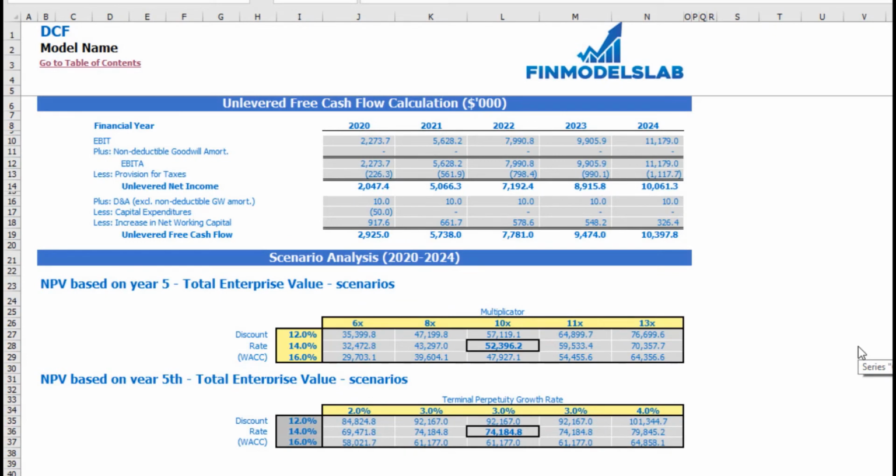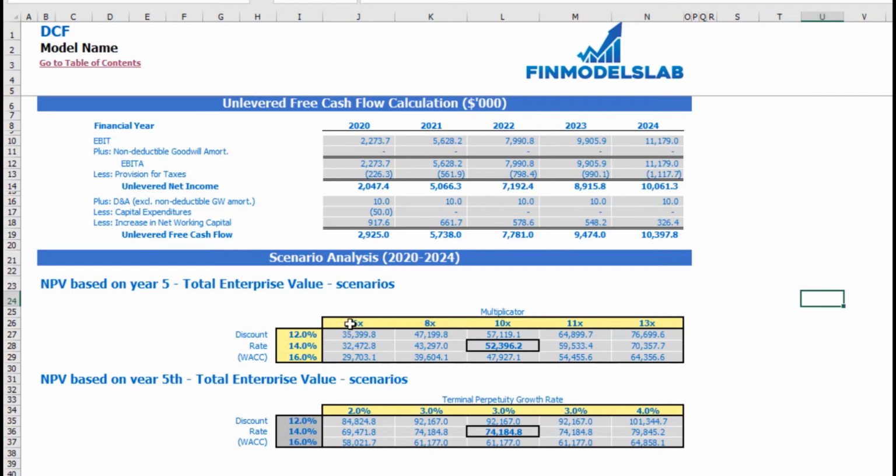On the DCF tab, you may see on the top the unlevered free cash flow calculation in $1,000. As a result, you may see the unlevered free cash flow. And on the bottom, you may see the scenario analysis for your total enterprise value. The first scenario factor is discount rate or weighted average cost of capital, which is 12, 14, and 16. These cells are also changeable.